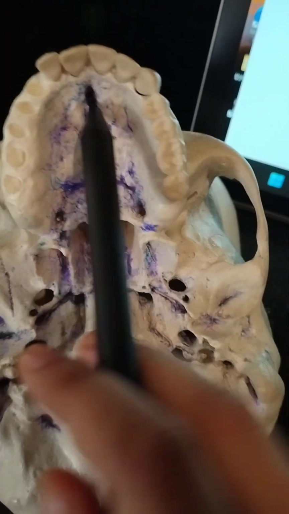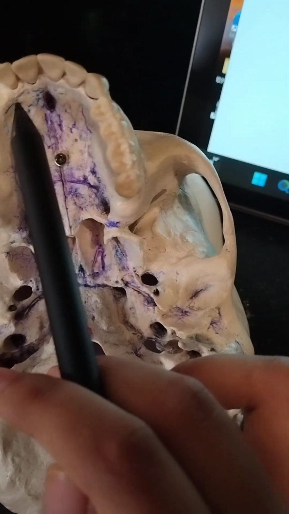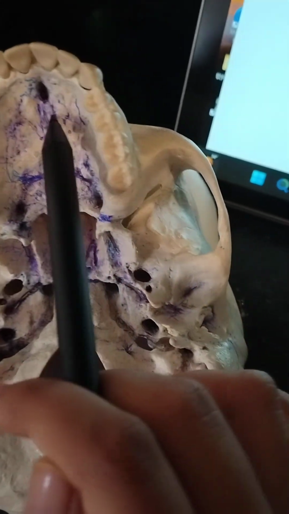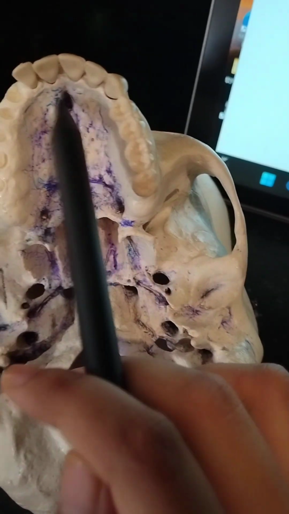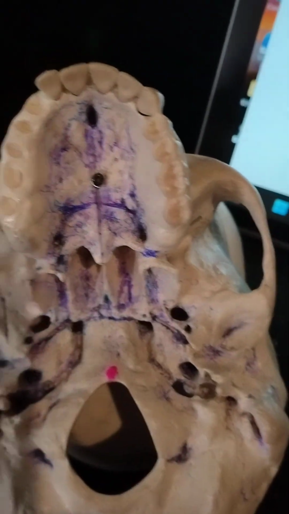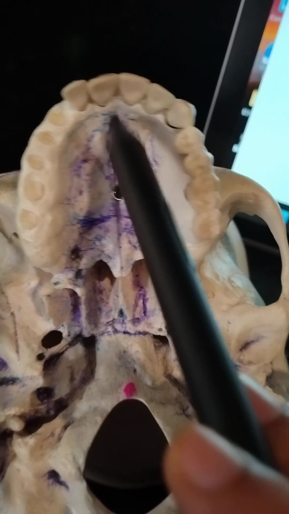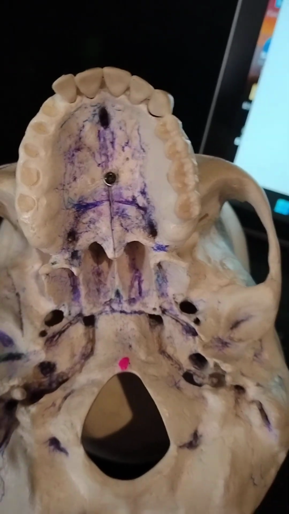Now we'll come to the foramina. This triangular part below the incisors is called the premaxilla. Here we have the incisive fossa. This gap in the midline, just below the incisors, is called the incisive fossa.